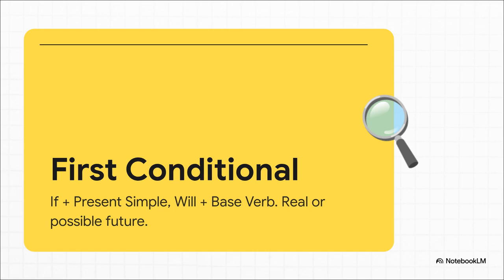Now, moving right along to the first conditional, let's see how this builds. We're shifting gears from absolute truths to highly probable future outcomes. The formula starts the exact same way, if plus present simple. But check out the main clause. It changes to will plus the base verb. We use this when we're talking about a very real, very possible situation in the future.